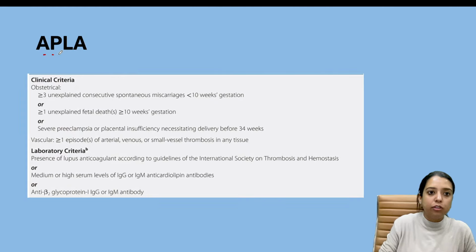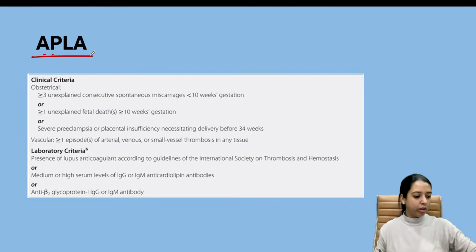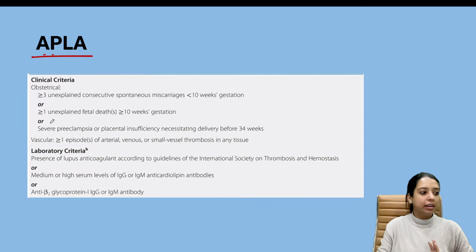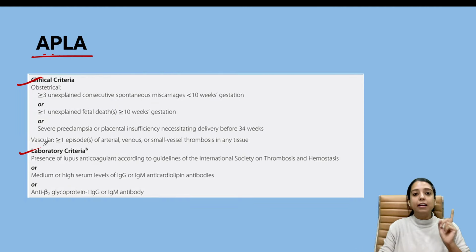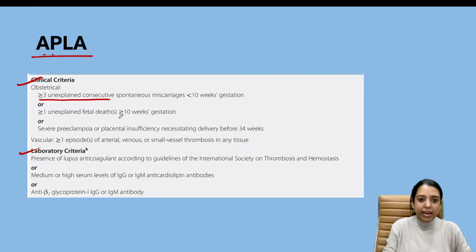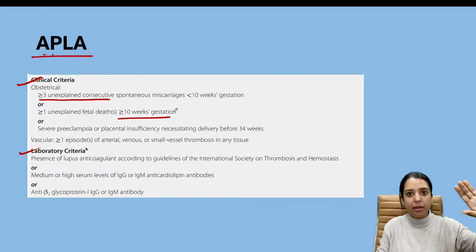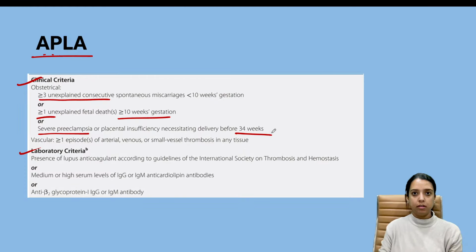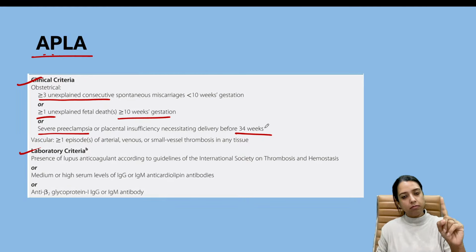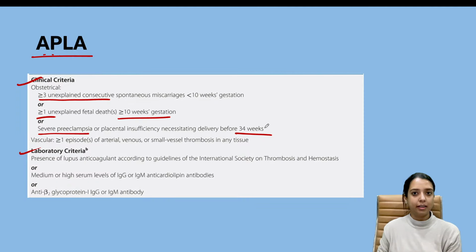What is APLA? Anti-phospholipid antibody syndrome, diagnosed by modified Sapporo criteria. The criteria include 1 clinical and 1 biochemical value. Clinical means either 3 abortions have happened, or 1 abortion at more than 10 weeks. More than 10 weeks means the baby has become big. If less than 10 weeks, then 3 abortions. Or a very severe preeclampsia very early in gestation. So either a small baby aborted 3 times, a bigger baby aborted 1 time, or a severe preeclampsia. These are the clinical criteria.